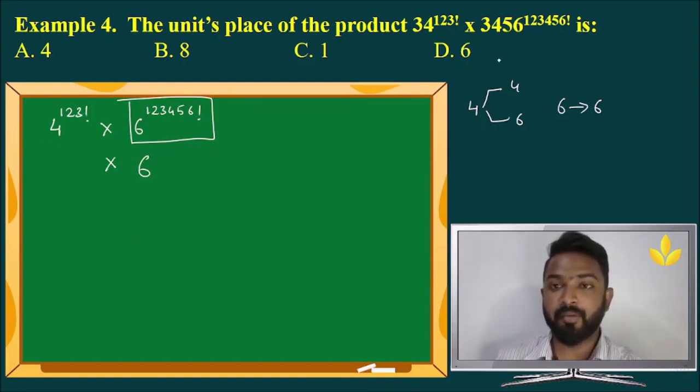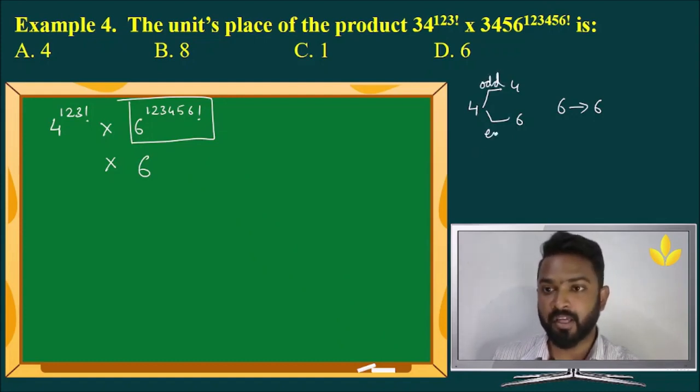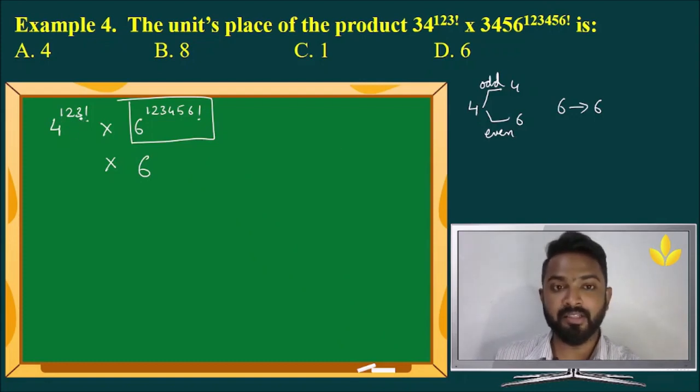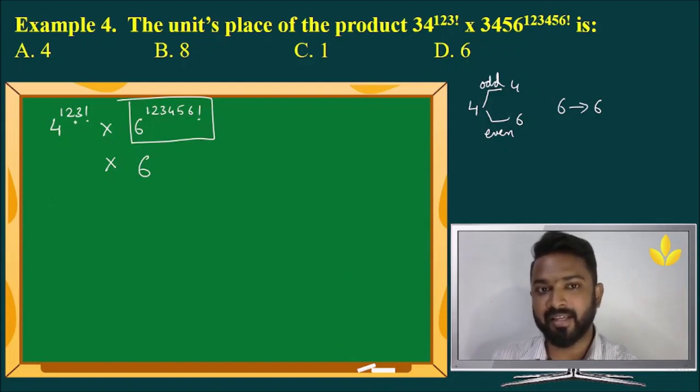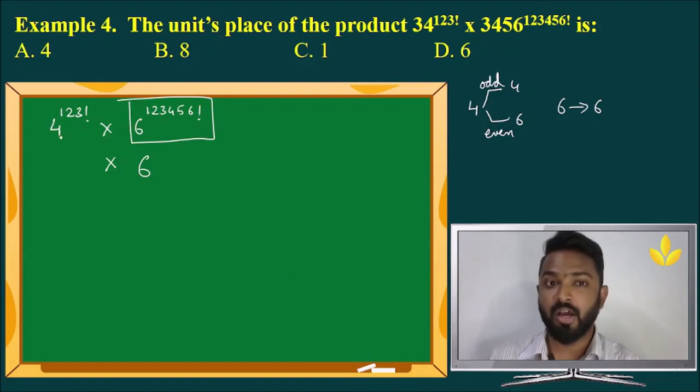6 to the power anything is 6. Now 4 to the power, we had talked about this. 4 to the power odd numbers ends with 4. 4 to the power even numbers ends with 6. Now 123 factorial is odd or even? A lot of people make this mistake. They think that 123 factorial is an odd number, but it's not. 123 is an odd number, but this is not 123, it is 123 factorial.